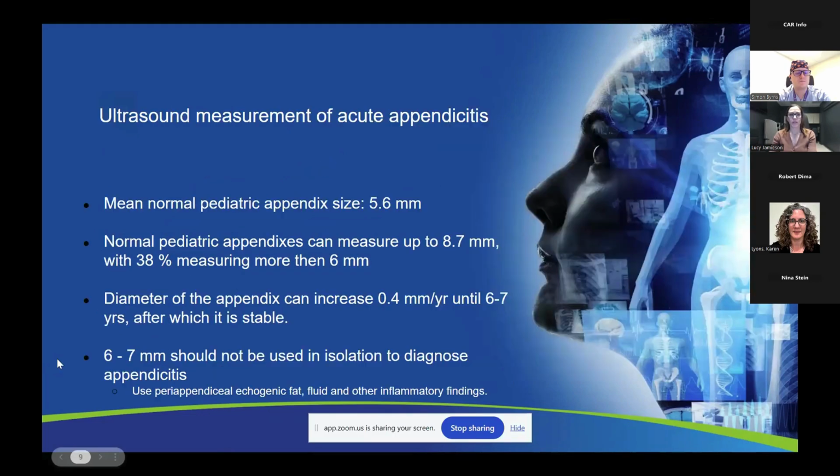These are some measurements that I found that are interesting. The mean measurement of the appendix is 5.6 millimeters. However, as Karen mentioned, a normal appendix can actually measure a lot larger, with 38% of normal appendices measuring larger than 6 millimeters. And the diameter of the appendix can increase 0.4 millimeters per year until about 6 or 7 millimeters, after which it's stable. So basically 6 to 7 millimeters should not be used in isolation to diagnose appendicitis, and it's important to use the other factors such as echogenic periappendiceal fat, periappendiceal fluid, and other inflammatory findings.